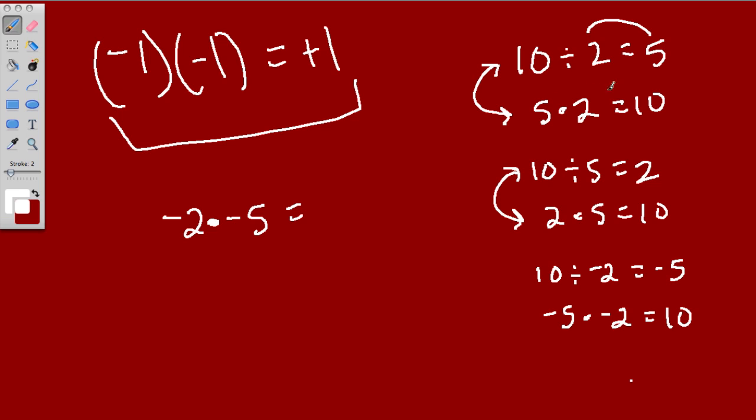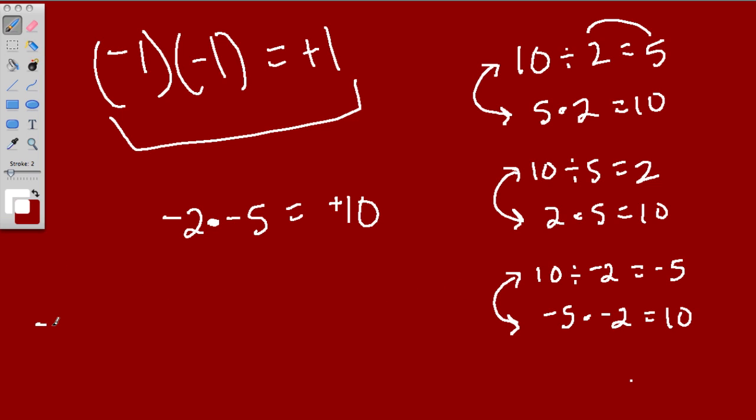Just like 5 times 2 here gave me 10, negative 5 times negative 2 has to give me this number right here. We don't want to make this equal to negative 10 because then this statement would be no longer true. We would be unraveling the relationship between multiplication and division. So this has to be a positive 10. If it was anything else, then multiplication and division would not be inverse operations, and that would be a big problem. Let's look at one more other example.